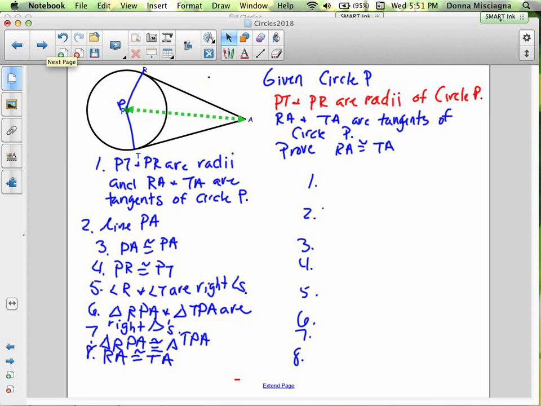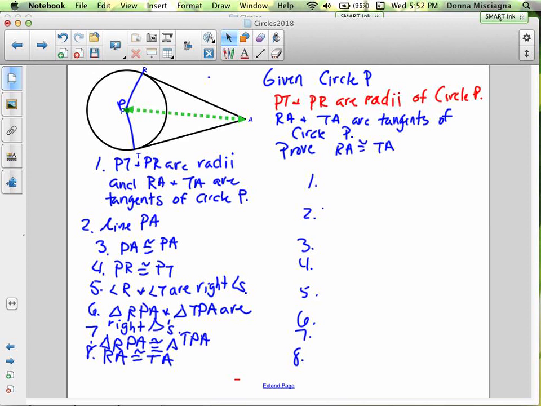Because you shouldn't take my word for it. Let's prove that that's so. Just because I said so, that's not enough. Let's prove it to be true. So we're given some information. We're given circle P. You need to have a circle to start with. And we're given that PT and PR are radii of circle P. And that's marked on the diagram. RA and TA are tangents of circle P, and we want to prove RA is congruent to TA.